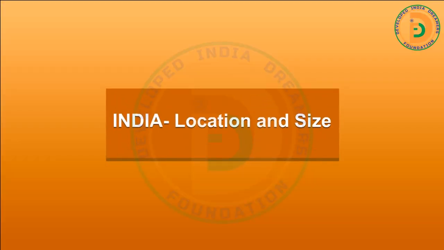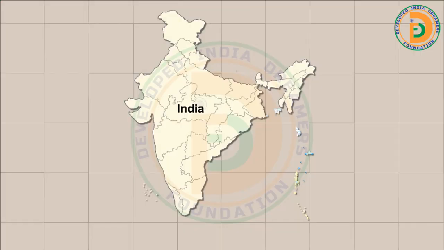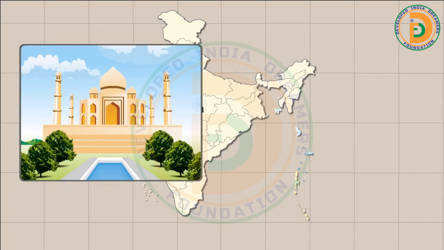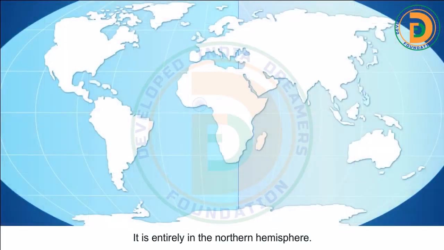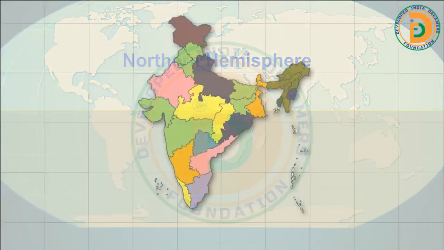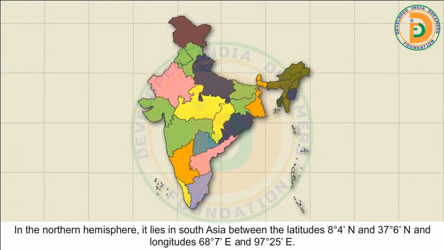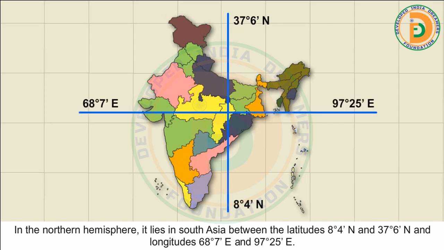India, location and size. Location. India is one of the world's most ancient civilizations with a rich heritage. It is located entirely in the Northern Hemisphere. In the Northern Hemisphere, it lies in South Asia between the latitudes 8 degrees 4 minutes north and 37 degrees 6 minutes north and longitudes 68 degrees 7 minutes east and 97 degrees 25 minutes east.